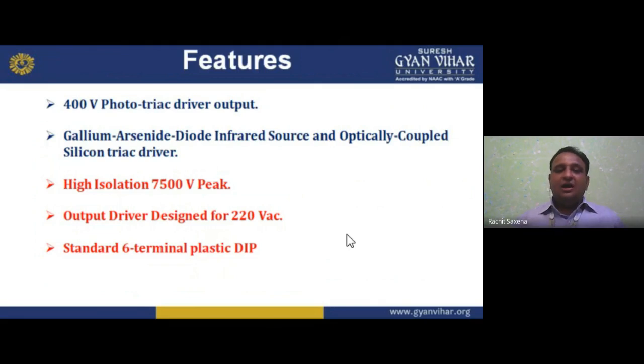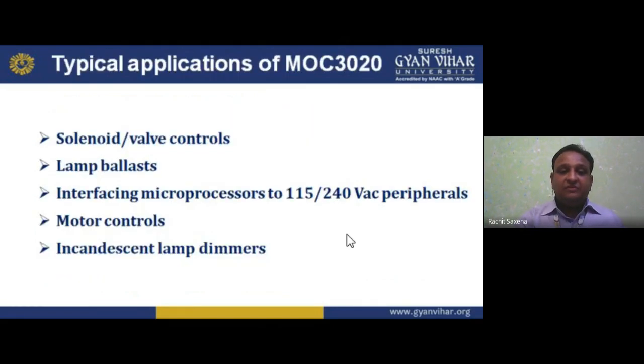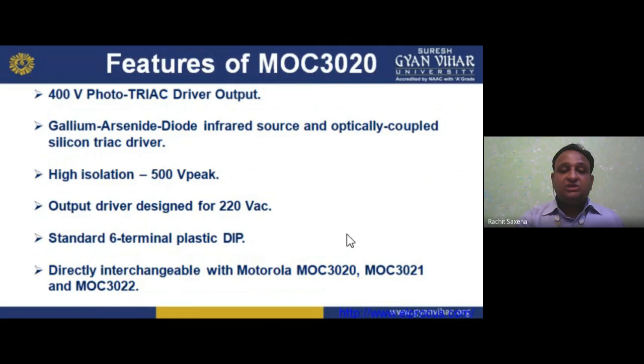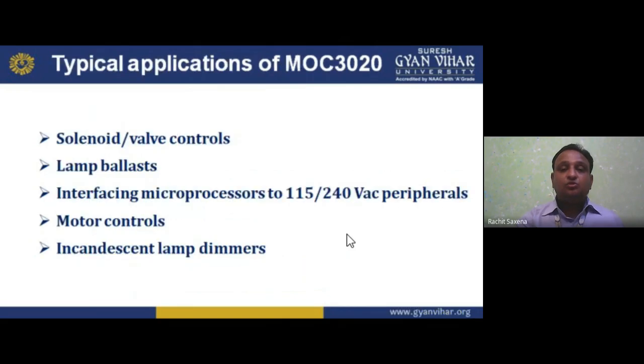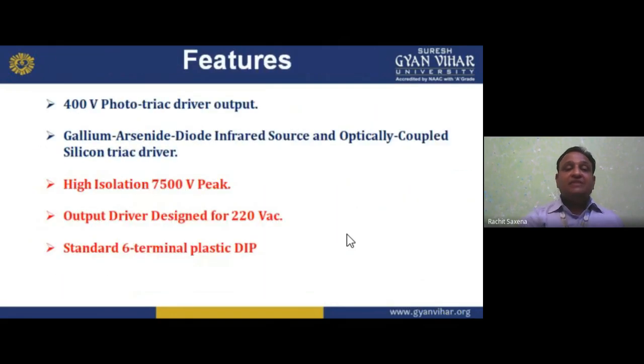High isolation, you can say 7500-volt peak. The isolation is very high, but with the previous one, you can say 500 volt. The isolation is 500 volt for MOC 3020, but in 3021 we have isolation of 7500 volt. So it is much better. And the output driver is designed for 220 volt AC.